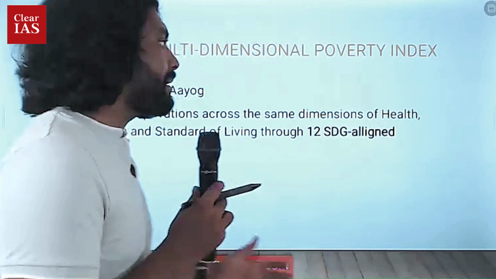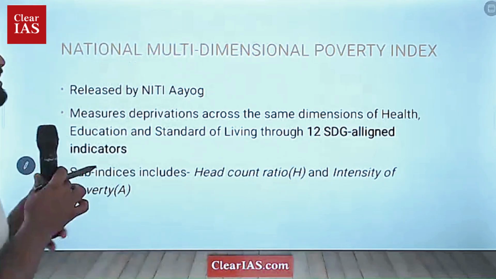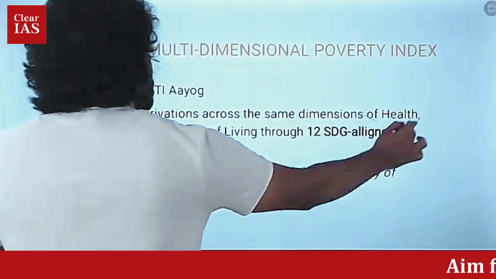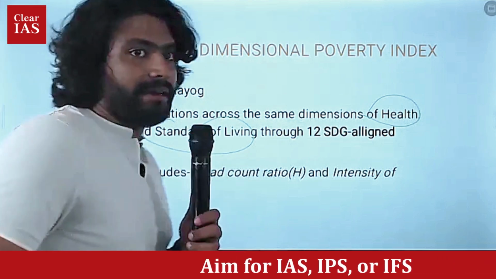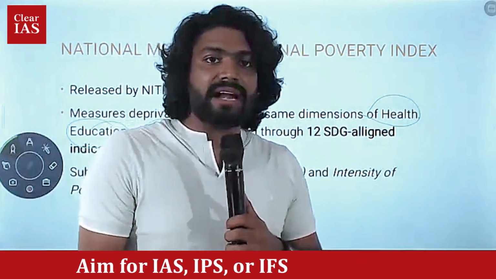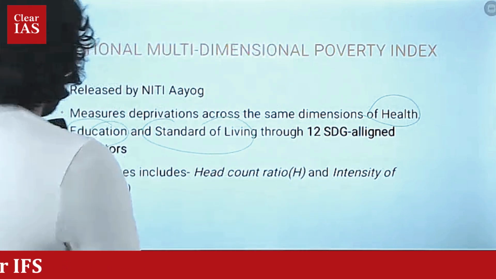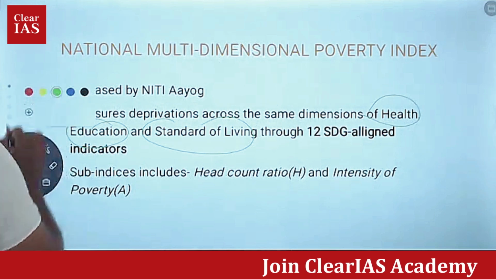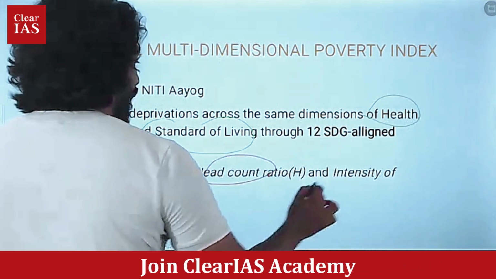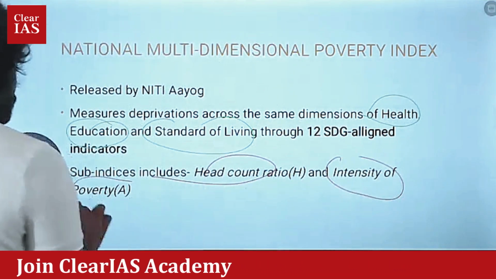Okay, let's look at the parameters. The dimensions are the same. Look at the dimensions: health, education, and standard of living. But again, this is actually extrapolated. It is more diversified and delved deeper into. Okay. And this is based on what? Sub-indices include what? Head count ratio and intensity of poverty.